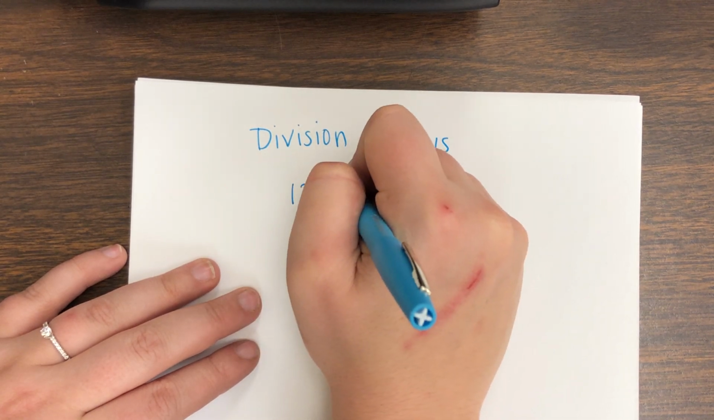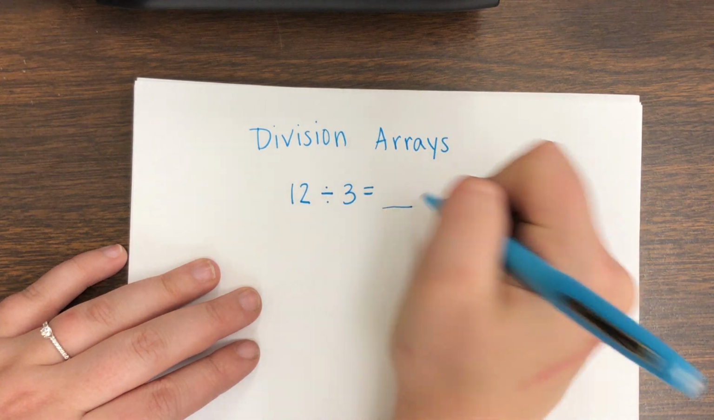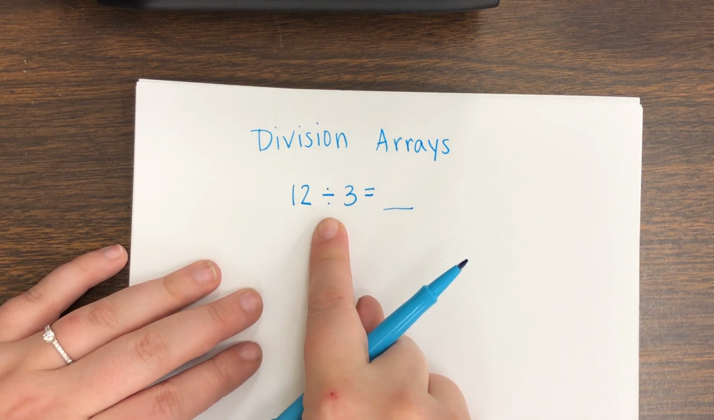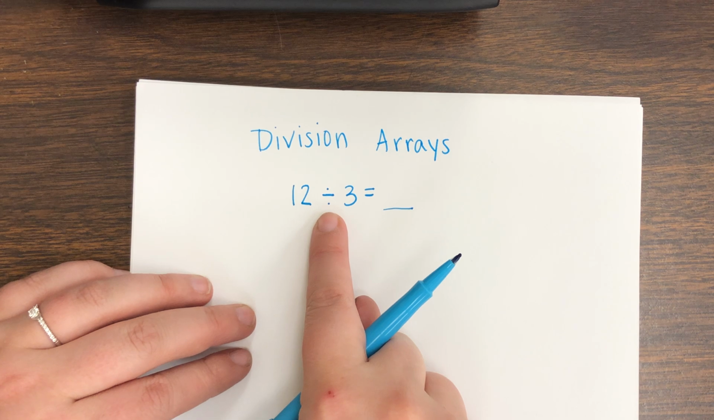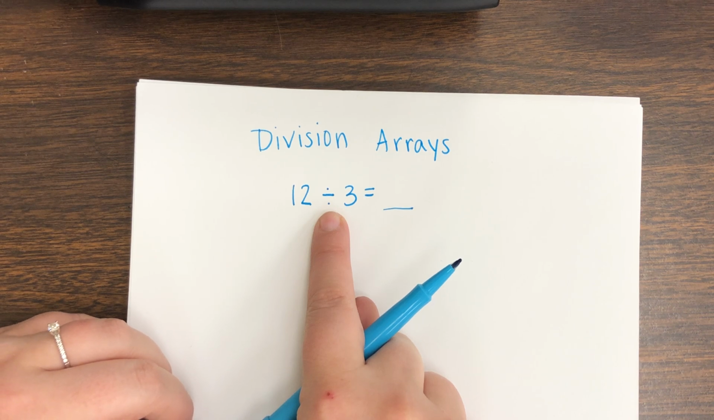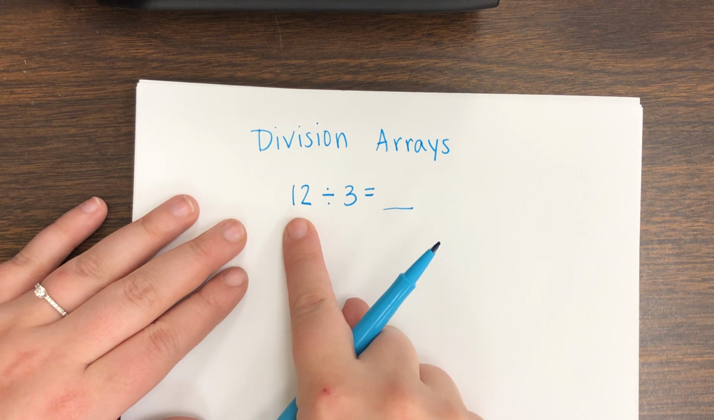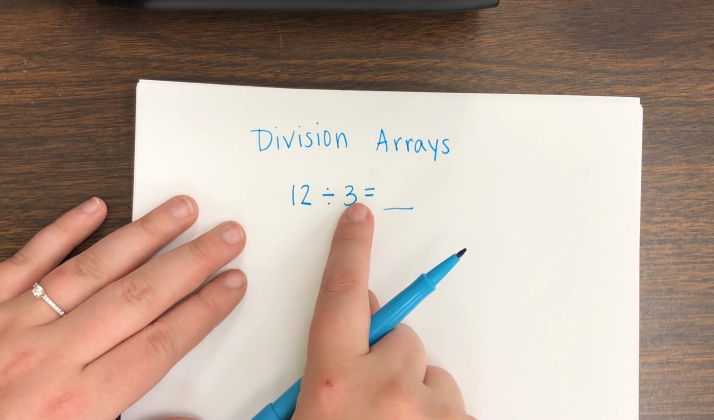12 divided by 3 equals, we don't know. This is our division sign, and this looks like a subtraction sign because it is getting smaller. The answers for a division problem are always getting smaller. So normally when we're doing arrays, we would draw 12 rows and put 3 in each row to times it and get the answer for a multiplication problem.